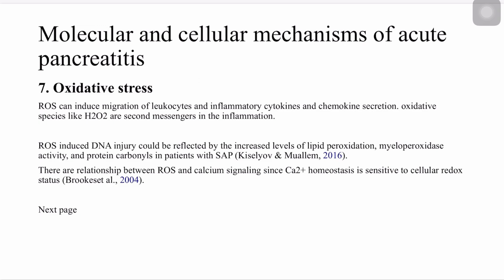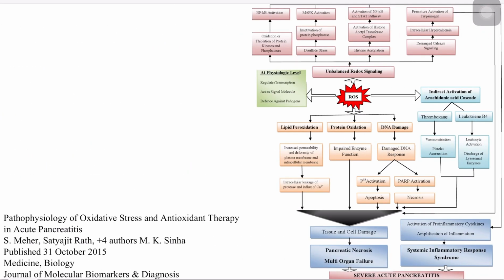Also, there is a relation between the ROS and the calcium signaling. Okay, as I mentioned to you, increased calcium inside the cell can cause acute pancreatitis, and one of the important reasons of acinar cell injury is the increase in calcium because it can affect the mitochondria and it can cause mitochondrial dysfunction. And also, since calcium homeostasis is sensitive to the cellular redox state, it is very important. As I mentioned about this before, it is one of the important pathways.